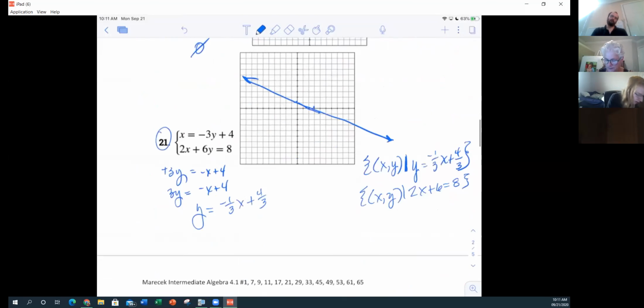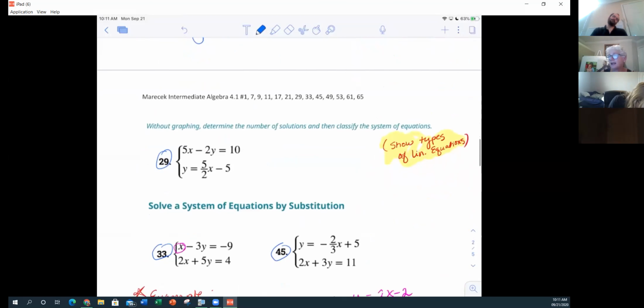Then 29 says, without graphing, determine the number of solutions. So how could we determine the number of solutions without graphing this and without even solving it really? What would we be looking for? If they ask you to do it without graphing it, the easiest way, and there are many ways you can do this, is just to put it into y equals mx plus b form and look at the slopes and the y-intercepts.